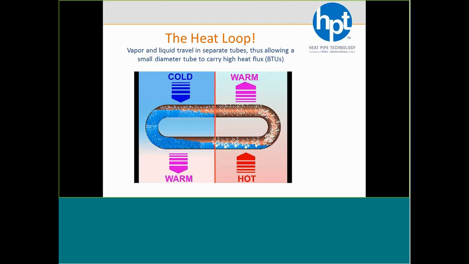A lot of those single tube circuits that are still out there today are using big 1-inch aluminum tubes. We're able to use 1/2-inch copper tubes. That allows us to take up less space, get a little bit better performance, and add less static pressure to the system.